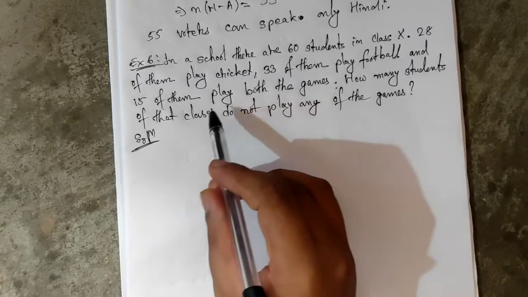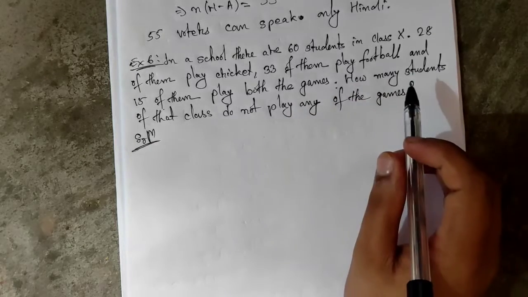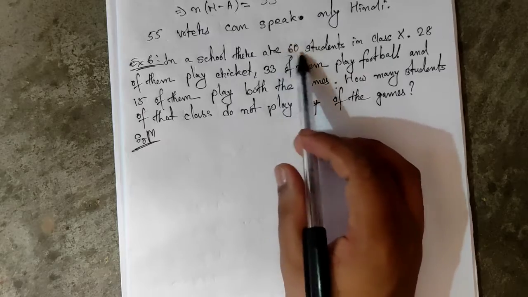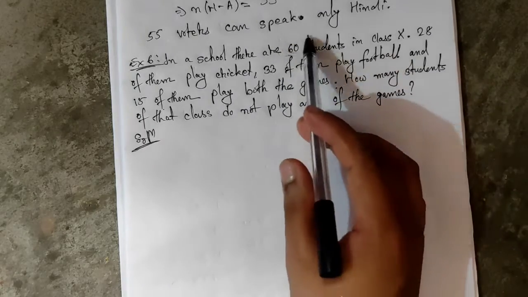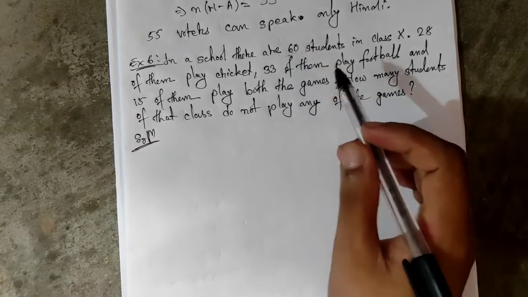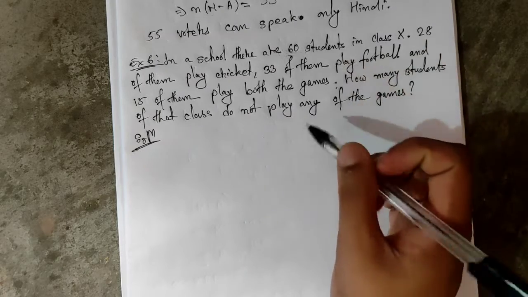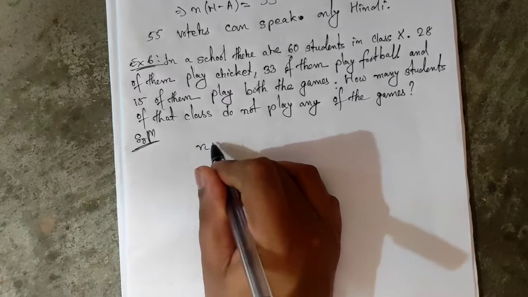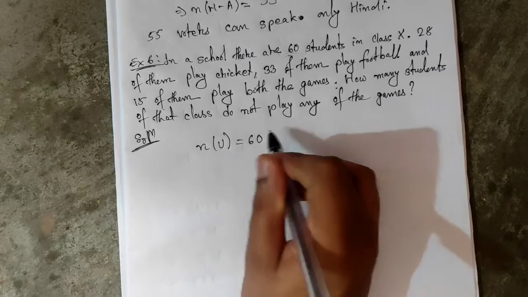He is asking us how many students are not playing any of the games. So this total number of students is the universal set. Some may be playing cricket or football, but not all the students are playing cricket or football. So we will write the number of elements in the universal set as n of U equal to 60.